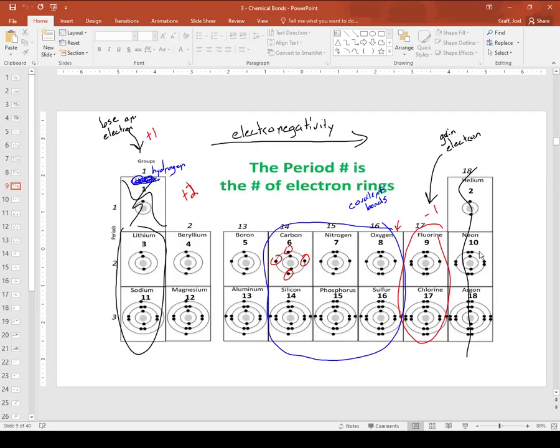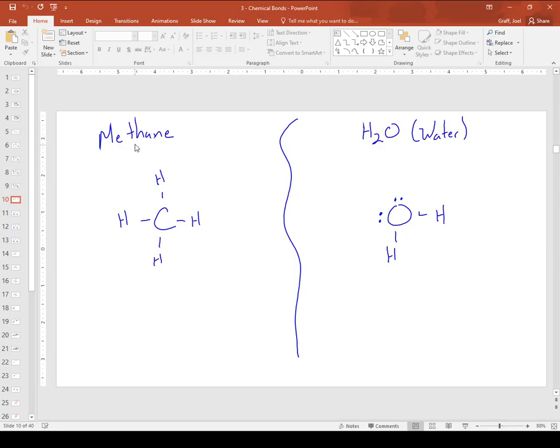H2O is water. Oxygen's awfully close to fluorine. Carbon's over here. We said the electronegativity increases as you go left to right. So we're going to look at what happens when you compare oxygen interacting with hydrogens versus carbons interacting with hydrogens. So in this molecule here, the methane, the electronegativity of the carbon and the hydrogens is roughly equal.